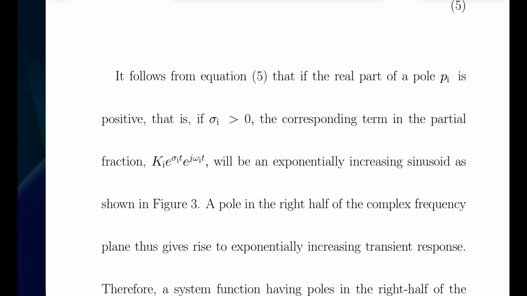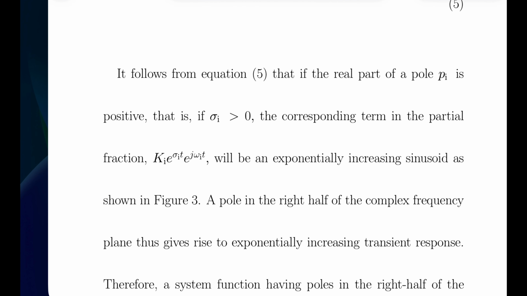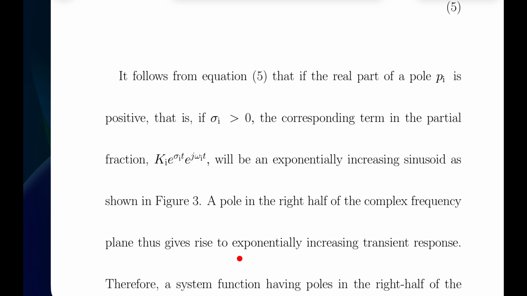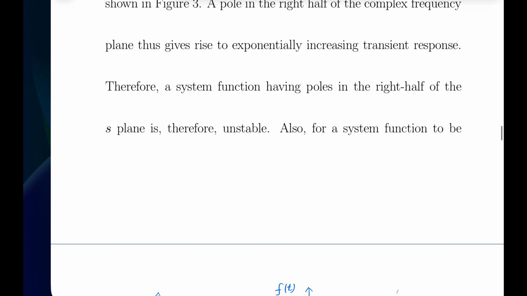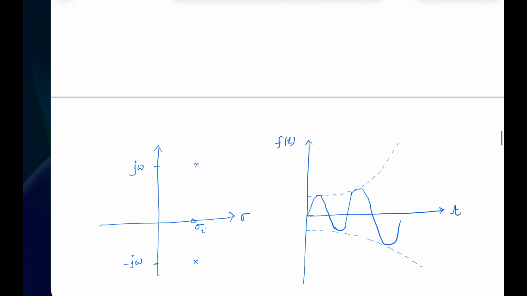A pole in the right half of the complex frequency plane gives rise to exponentially increasing transient response. So a system function having poles in the right half of the s-plane is unstable. Okay, this we have shown in figure 3 here. We have a pole here at this point. So this is the positive side of sigma. So we have this response. You see, the sinusoid goes on increasing as time increases. Okay.